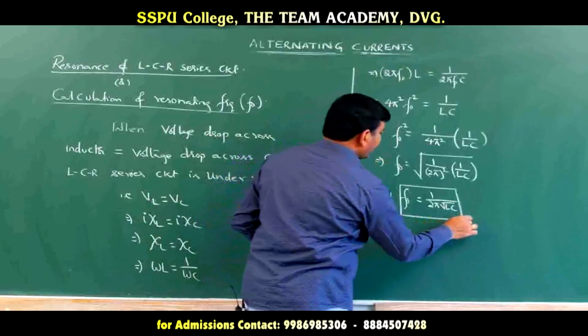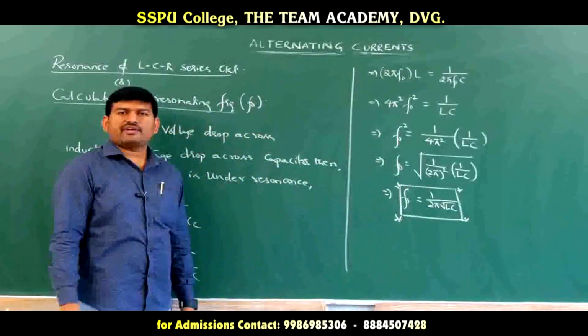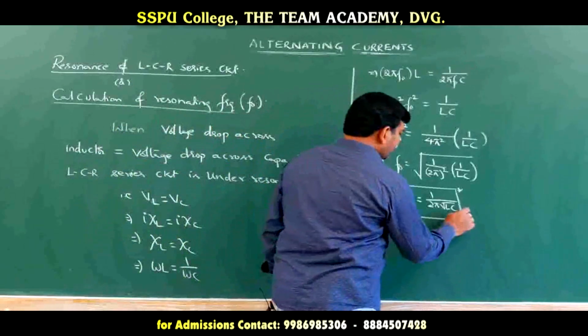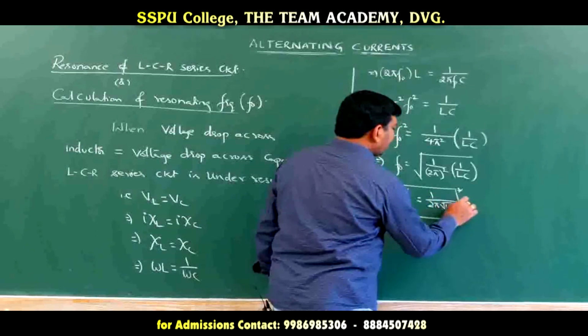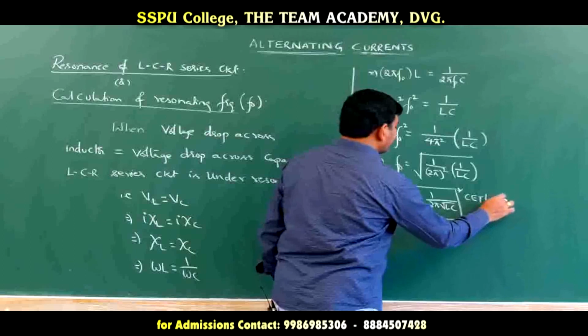A very important formula. What is the formula for resonating frequency? Resonating frequency of LCR series circuit f naught is equal to 1 by 2 pi into root LC. That is, 1 by 2 pi root LC is the formula. So, this is important for all kinds of examinations. Is it clear?